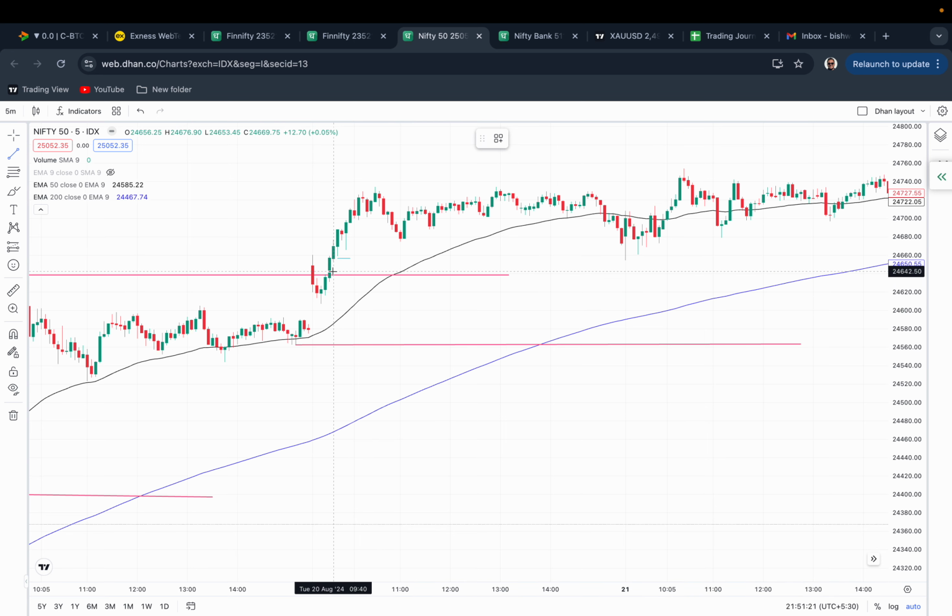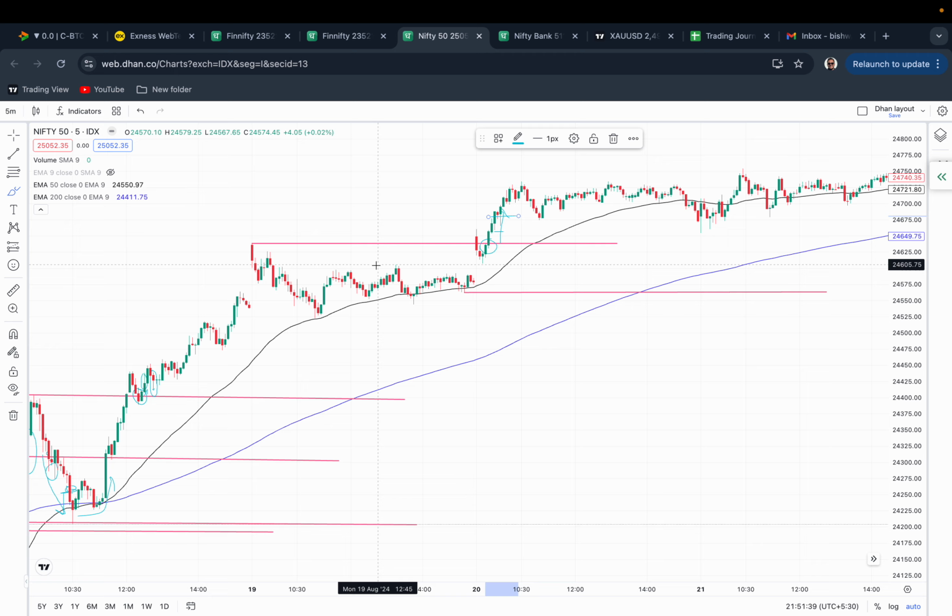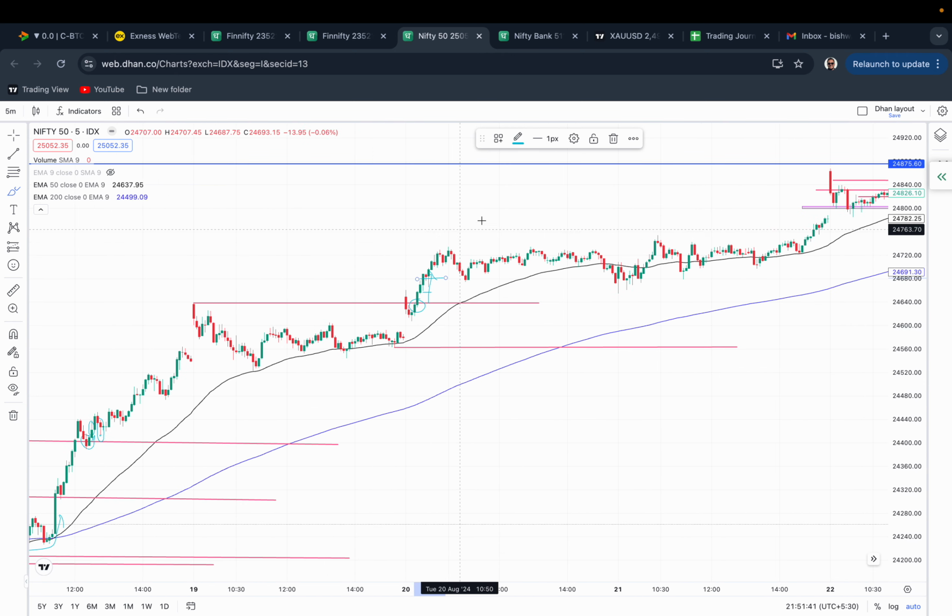See, this gave me a breakout. This position gave me a good breakout, and similarly the trades that I have taken, it was on Bank Nifty. Okay. See.